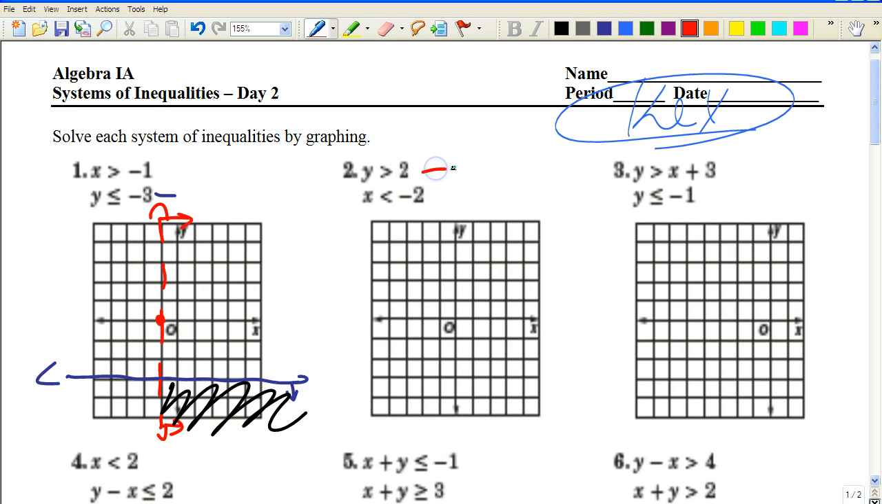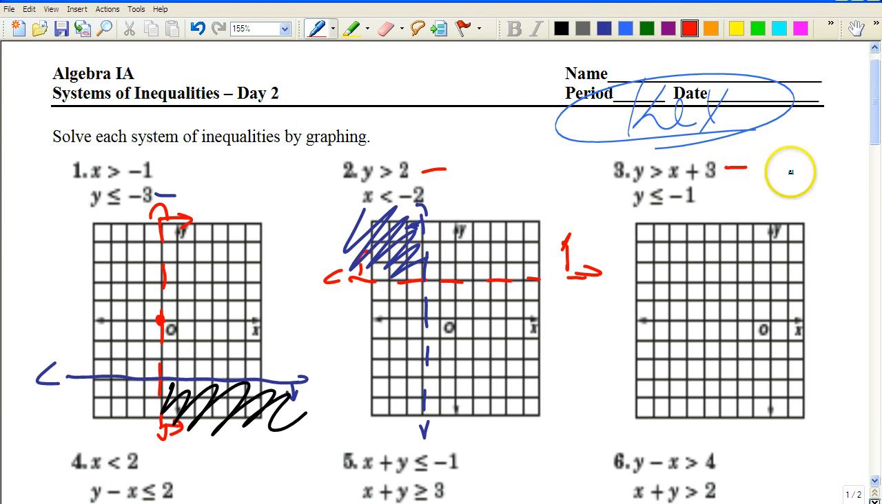Alright, next one. Y is greater than 2, so we're going to find where 2 is. It's dashed because it's not the equal part, and it's greater than that, so we're going to shade up. X is less than 2, so we're going to find where x is 2. It's going to be dashed. We want it less than, so it's just in that corner.